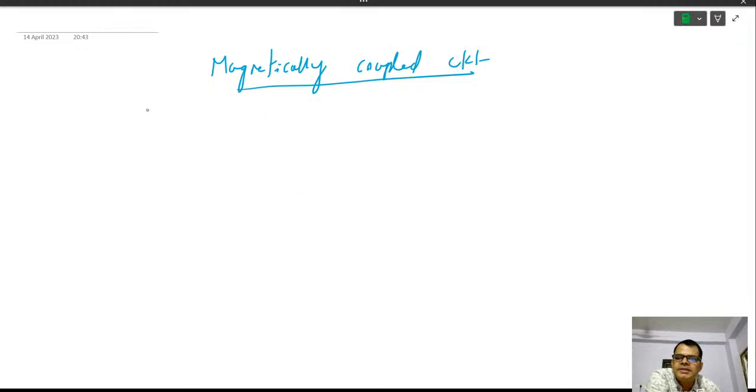You might have seen that whenever a transformer is drawn, there is a dot. The dot can be here, the dot can be here. This type of arrangement can be possible, or here is a dot. Sometimes here is the dot. What does the dot indicate?